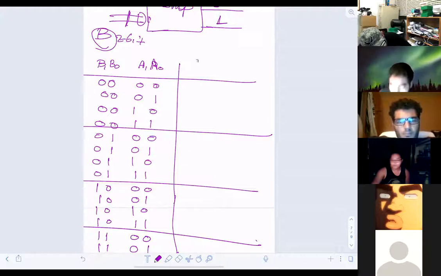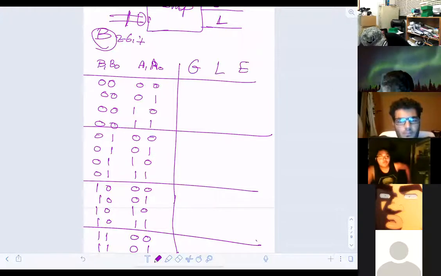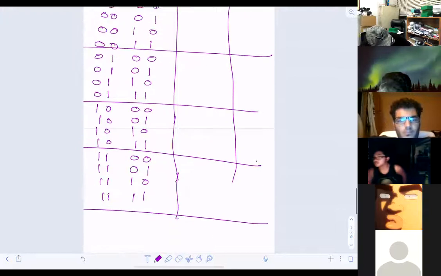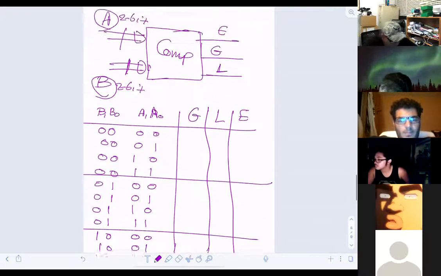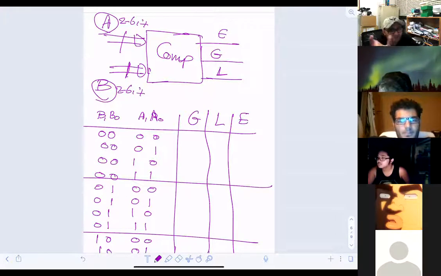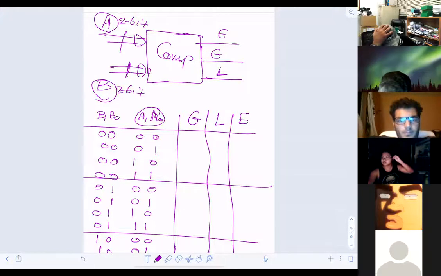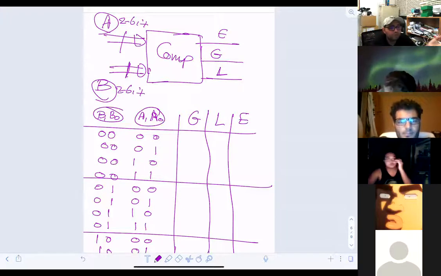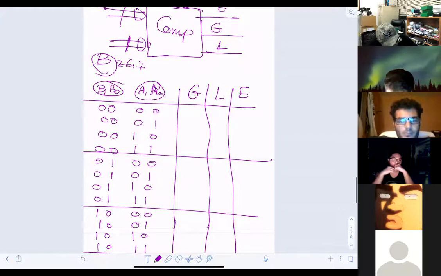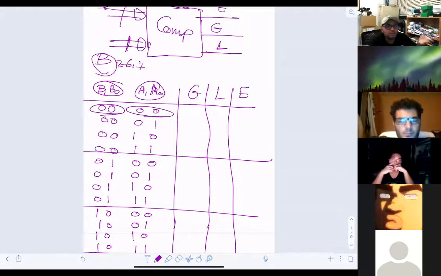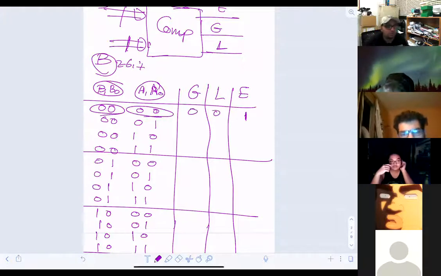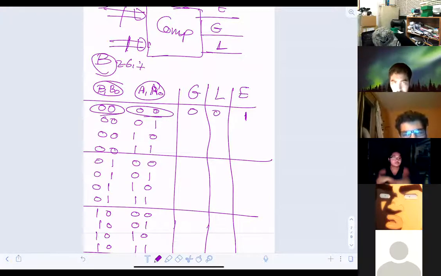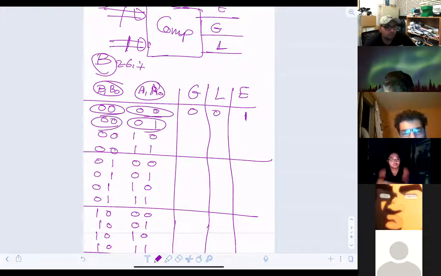Now we're gonna write here G, L, E, and we are looking for the relation between these. As a comparator, I'm looking at A as a value and B as a value, and I'm comparing between them. So this is 0, 0 and this is 0, 0. That means I'm comparing 0 to 0, so in that case I'm gonna write here 1 and 2 zeros. Then A is 1, but B is 0. So what will the output be? Greater.